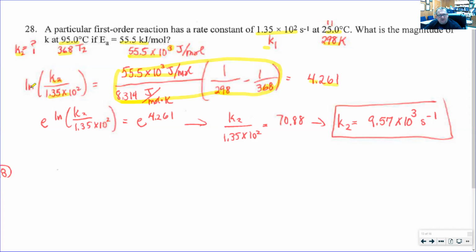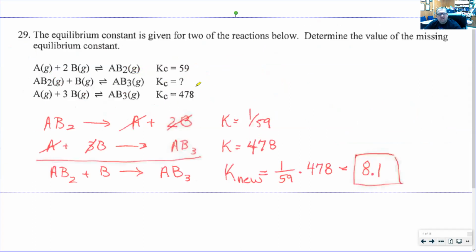So I need to get rid of this natural log. So I take e to both sides. The e of the natural log would cancel that out. So e to the 4.261 is 70.88. And then I multiply by K2. And K2 is equal to 9.57 times 10 to the minus third, or times 10 to the positive third. And a great number, more than half the class got that right. So that was a very positive sign.